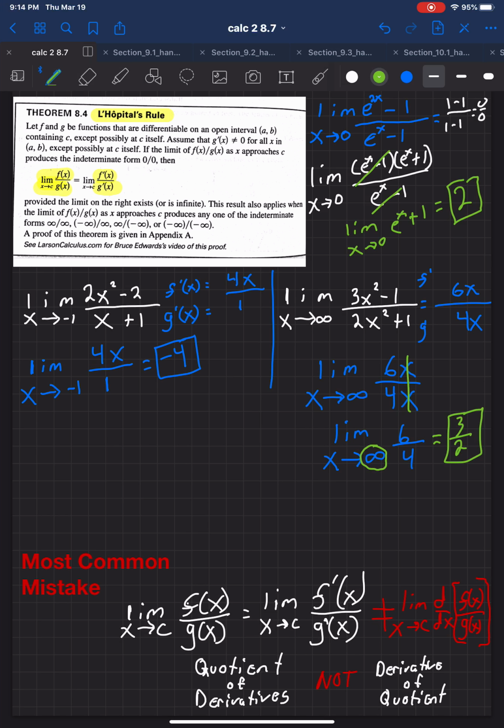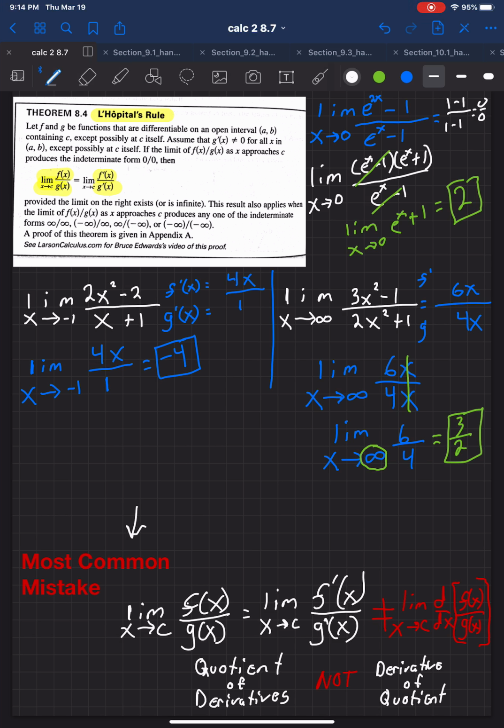So not bad, right? This is not that bad. How can I make this harder on you? Well, first let me start with the most common mistake. I'll spend just a second pointing out the most common mistake. And then I'm going to introduce to you some new indeterminate forms. There's more than just 0 over 0 or infinity over infinity. There's other indeterminate forms that we'll discuss in just a second. So first, though, the most common mistake.